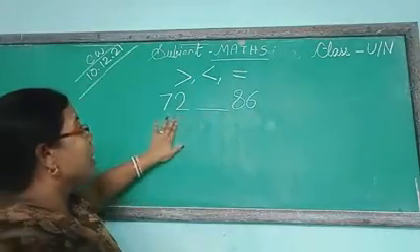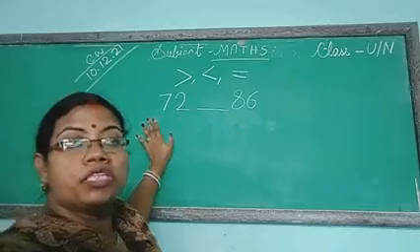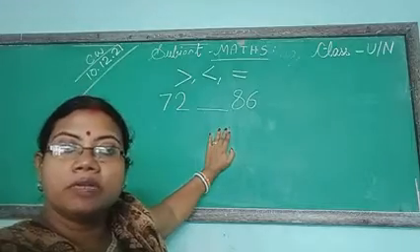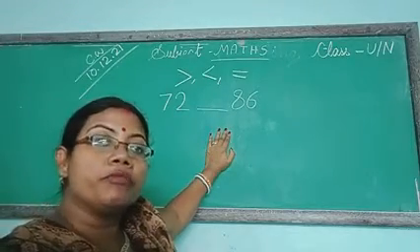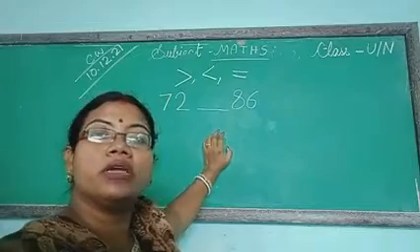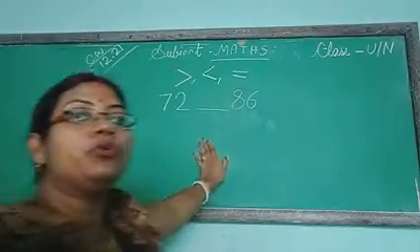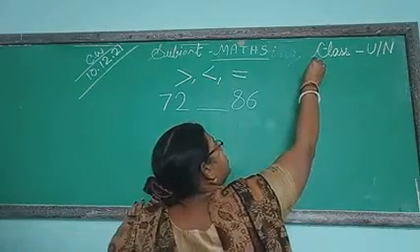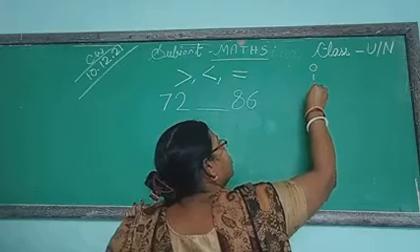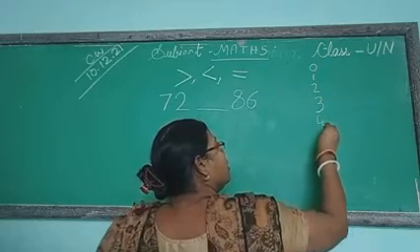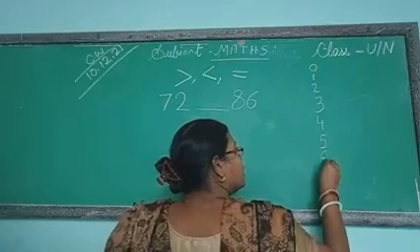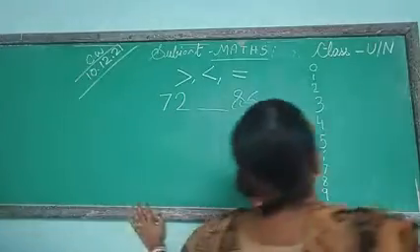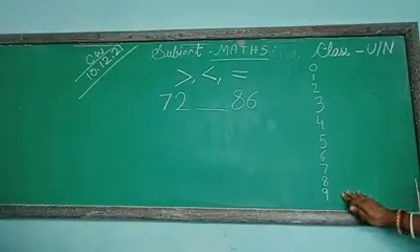Now first see how we will identify which is the smaller number and which is the bigger number. As I told you, when we are counting, we go from the smaller number to the bigger number. Suppose smaller number to bigger number: 0, 1, 2, 3, 4, 5, 6, 7, 8, 9. See, as we go forward, the number becomes bigger.